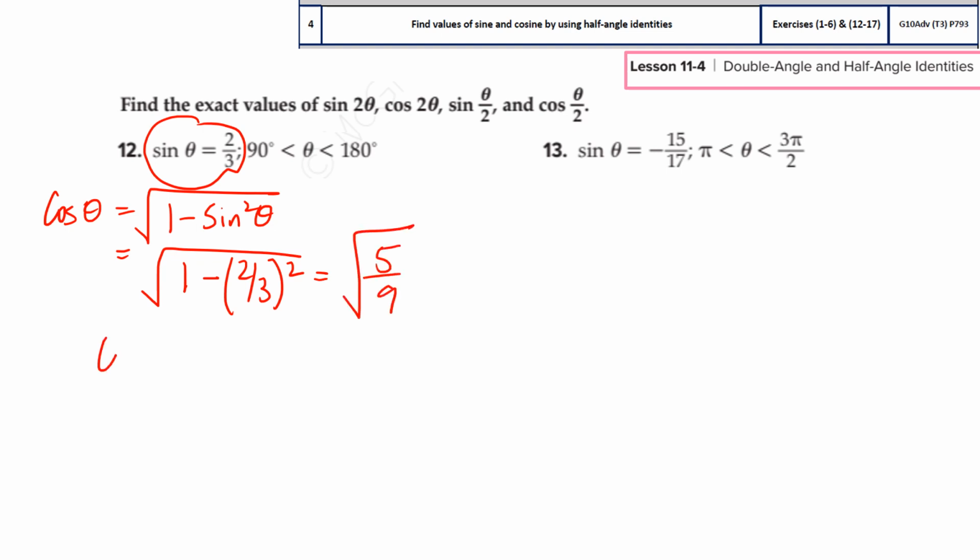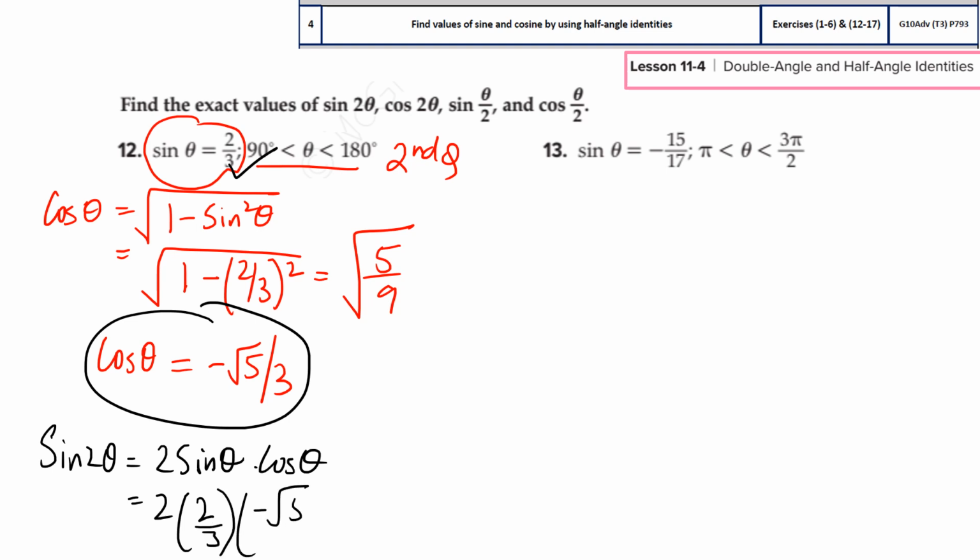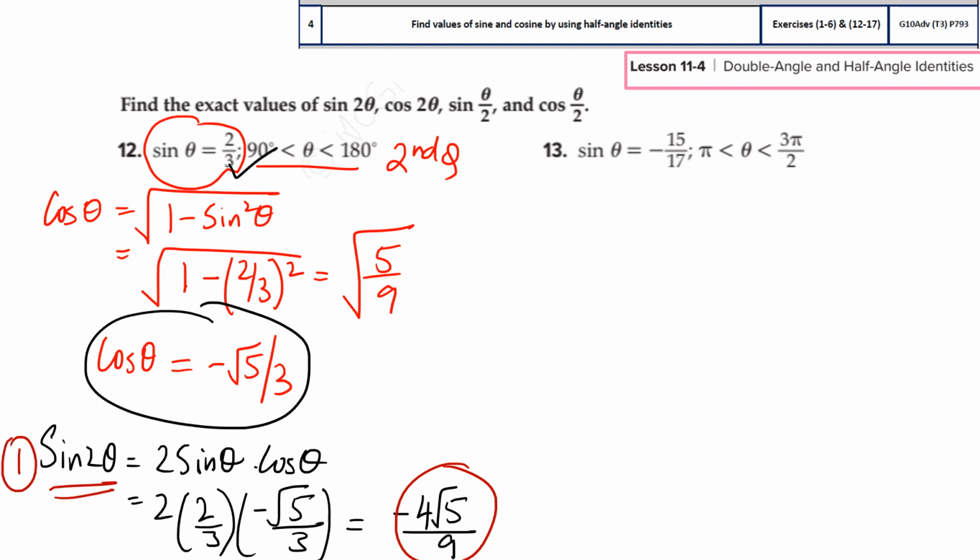So now cos theta is both plus and minus, but the quadrant is given to be second, so cos will be negative. So I just choose minus square root 5 over 3. So I got my cos theta, I have my sine theta, so I can find my sine 2 theta now, which is the product. Just plug in the values, multiply everything, and if you don't make any silly mistake, your final answer will be perfectly correct. So minus 4 square root 5 over 9. That's the answer for the first one, sine 2 theta.